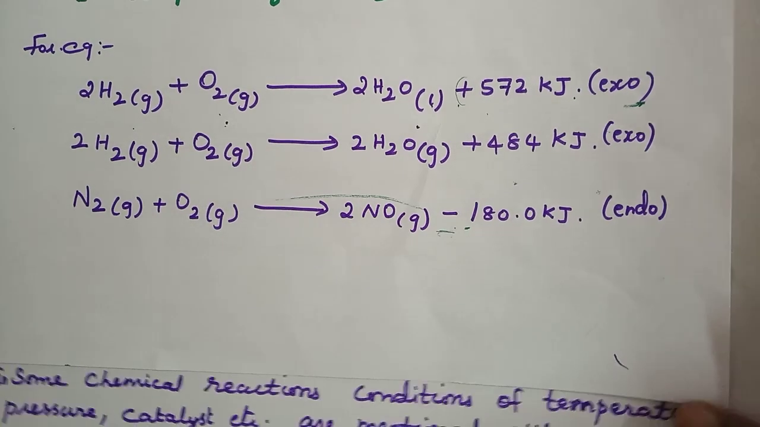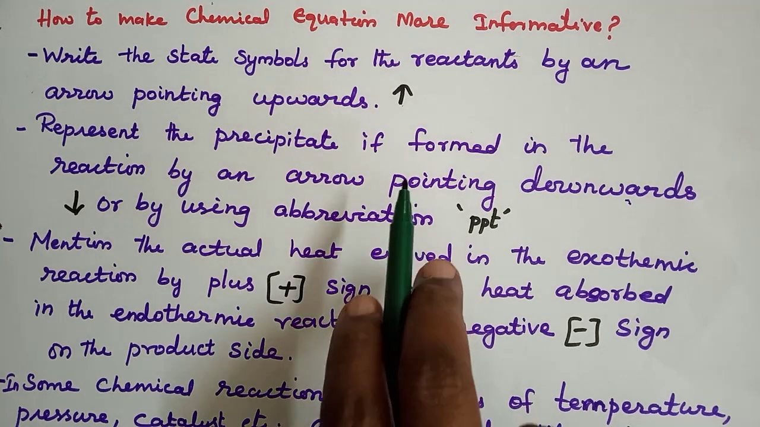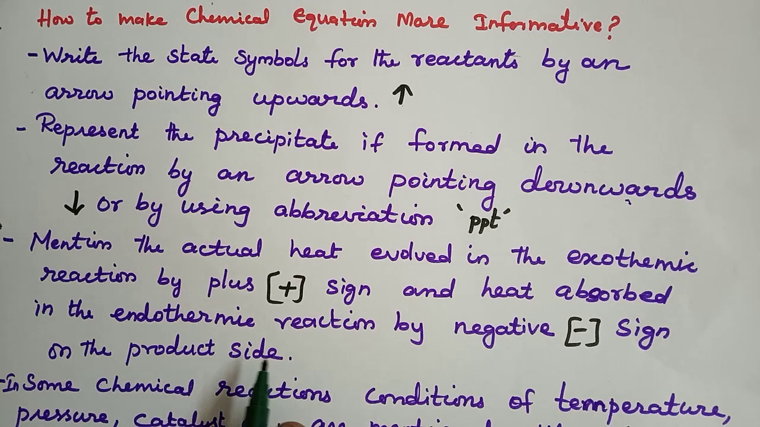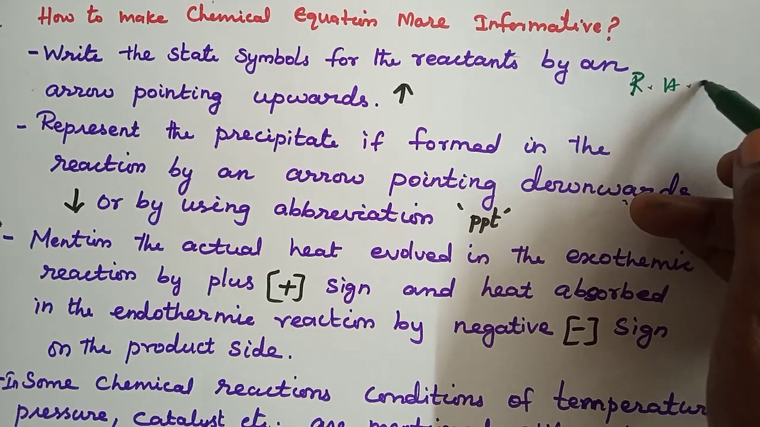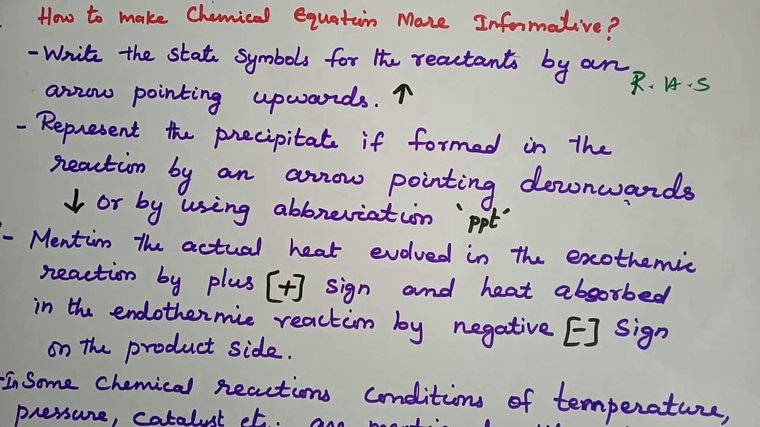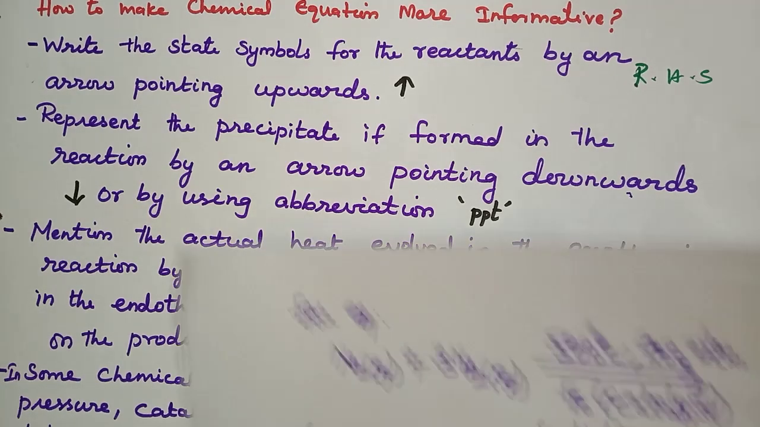Understood? So we mention the actual heat evolved in the exothermic reaction by a plus sign, and heat absorbed in the endothermic reaction by a negative sign, on the product side. Right hand side, not the left hand side. On the product side only we have to mention the exothermic reaction by a plus sign and the endothermic reaction by a negative sign. Understood? Okay.